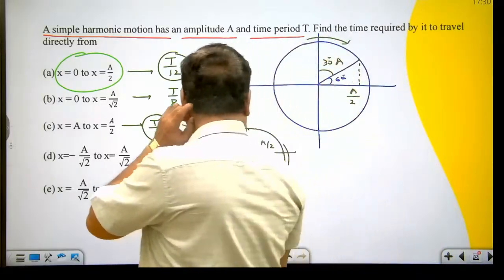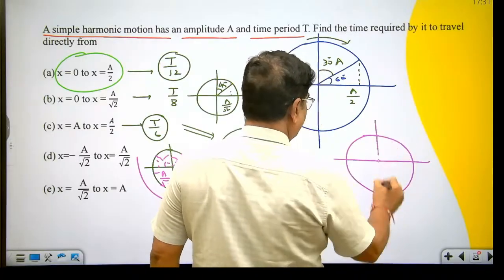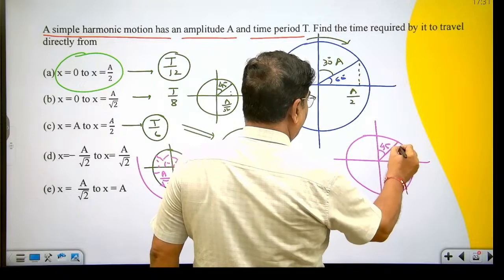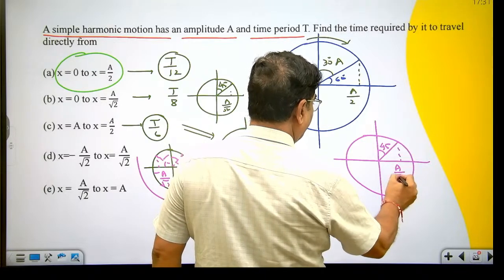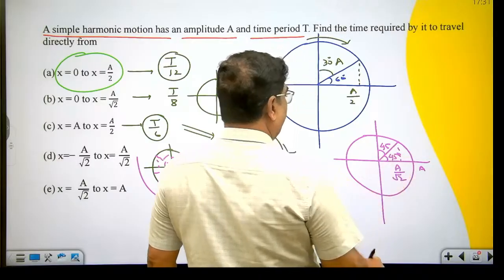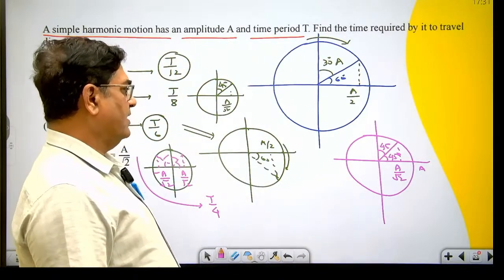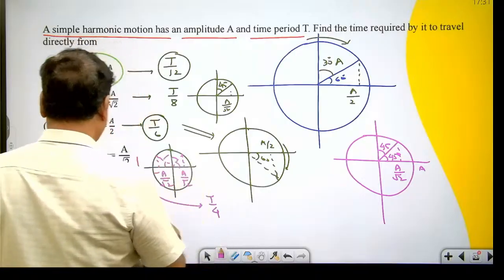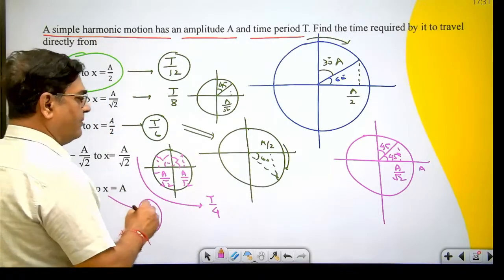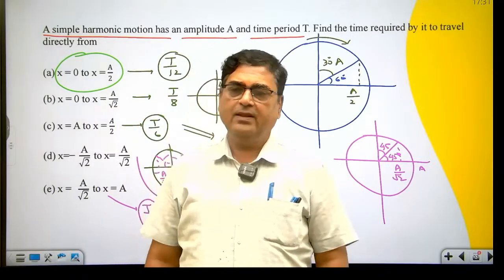Okay. Now you can see here, this was the position of x equal to a upon root 2 in moving to a. Okay. So again, the particle has to travel 45 degree. 45 degree means what? This is again T by 8. So time taken by the particle is T by 8. Okay. Hope you understood.